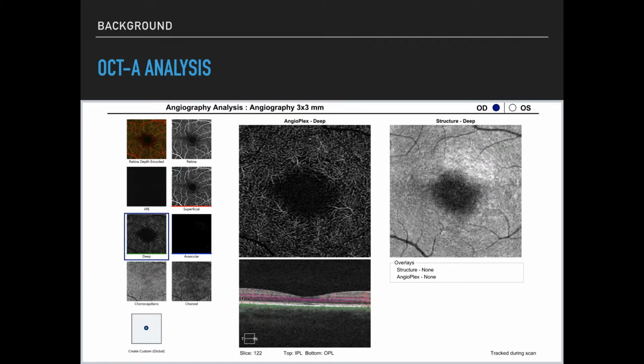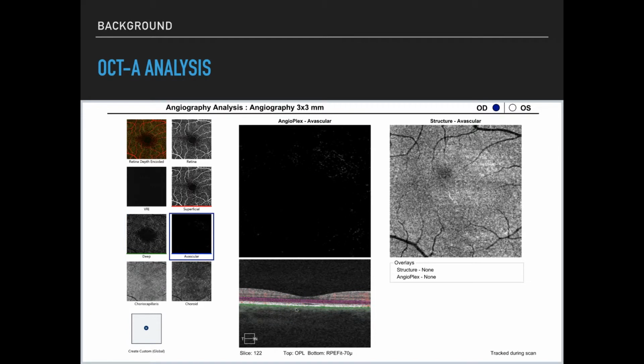Here, you can see the purple boundary lines go from the inner plexiform layer to the outer plexiform layer, and we call this the deep slab. Here, the boundary lines go from the outer plexiform layer to an area just a bit above the retinal pigment epithelium. We call this the avascular slab, as no blood vessels should normally be found in this layer.